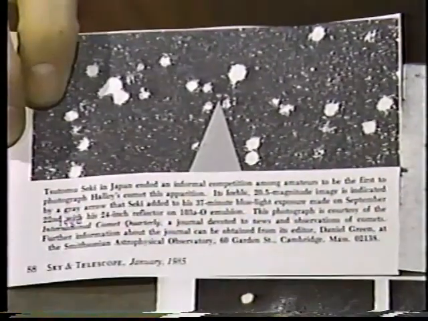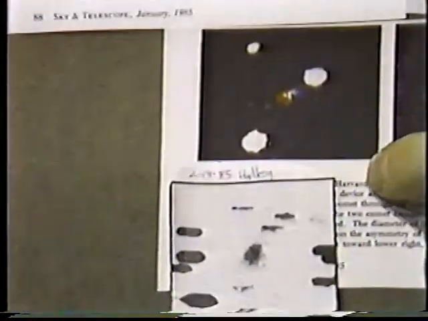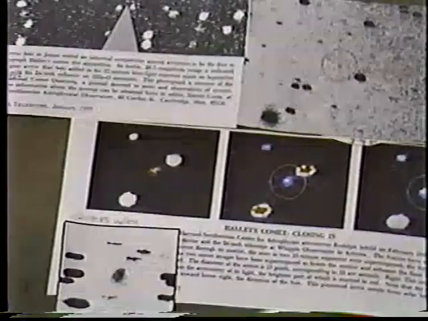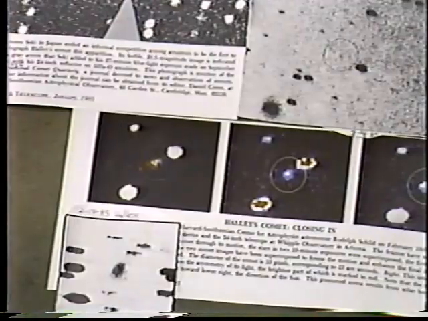Then some computer-enhanced photographs here in February of 1985. Take into consideration, this is over a year ago, and comets, they move very quickly. The comet moves about 100,000 miles per hour. And, of course, the speed increases as it approaches the sun.